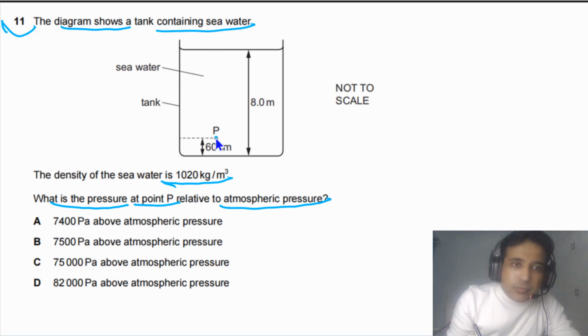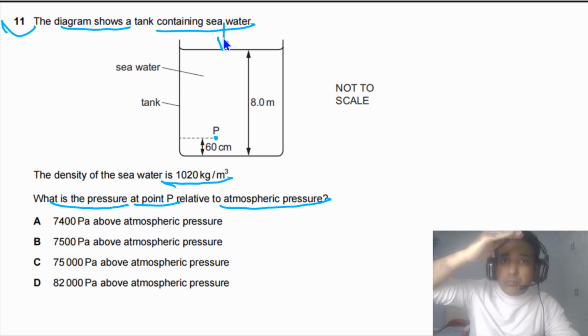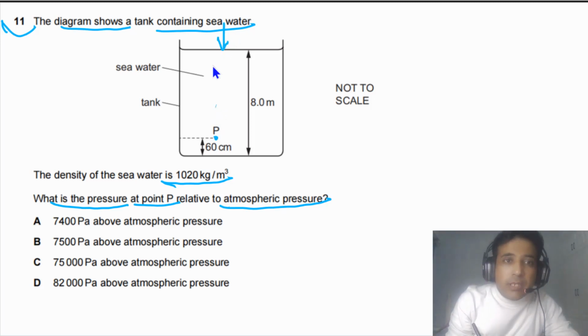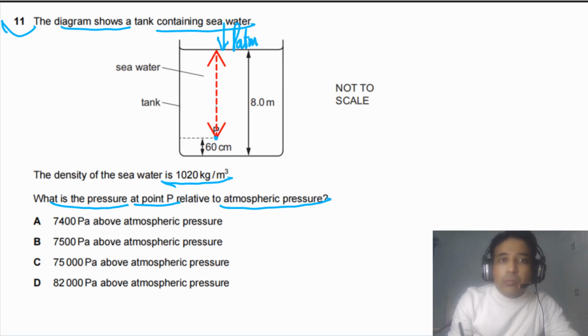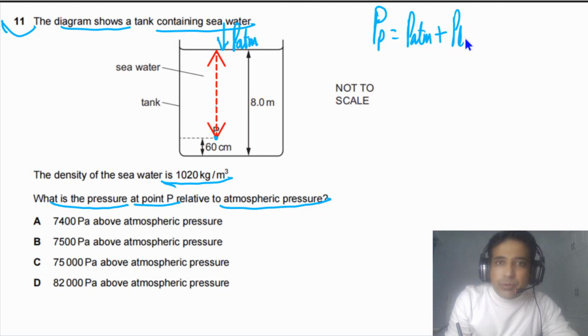If you look at this point, the pressure at this point is due to atmospheric pressure, meaning due to the column of air above the surface of water, and also due to the column of liquid. So this one we can say is simply P atmospheric. We can also draw an arrow here, and this is telling us the depth of liquid, the column of liquid. There is also pressure at this point due to liquid and also due to atmospheric pressure. So simply we can say the value of pressure at point P is due to P atmospheric plus P liquid.